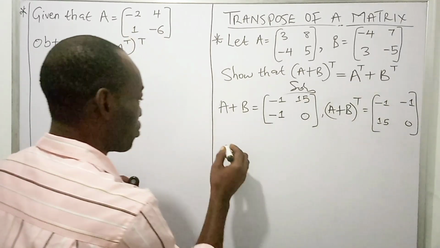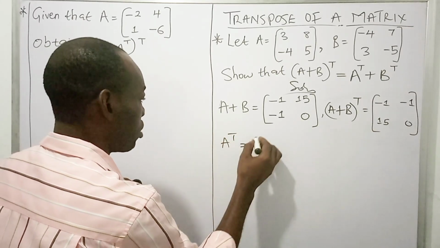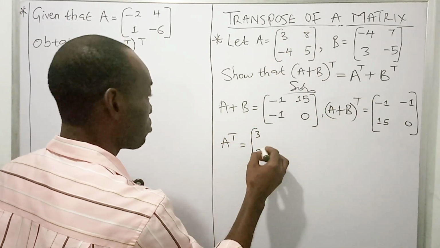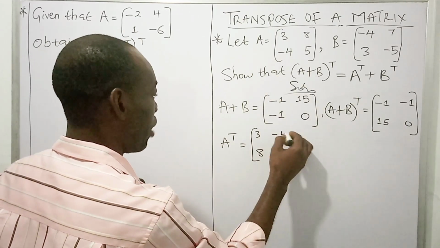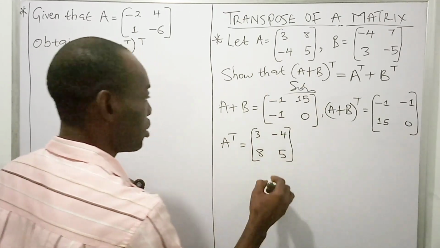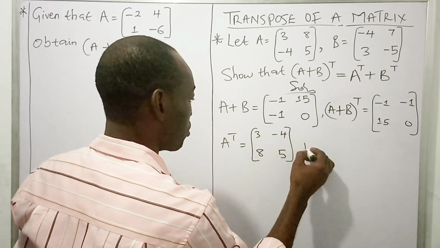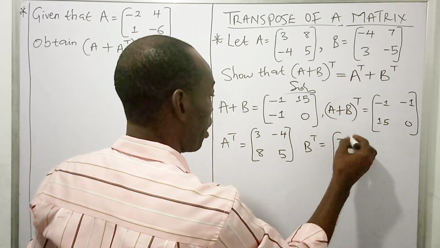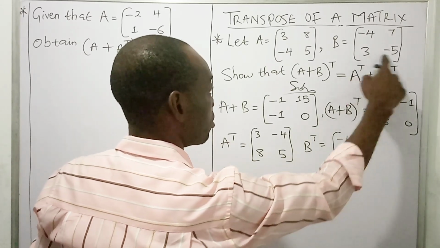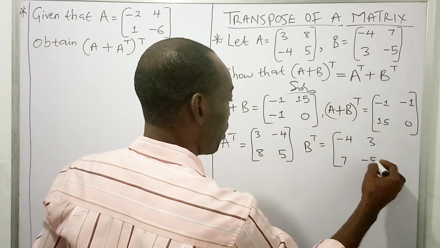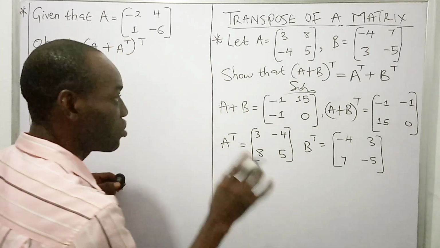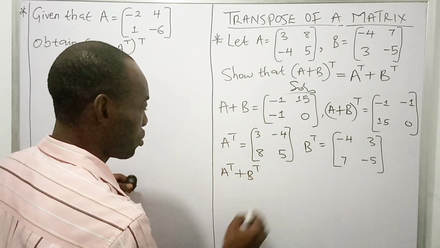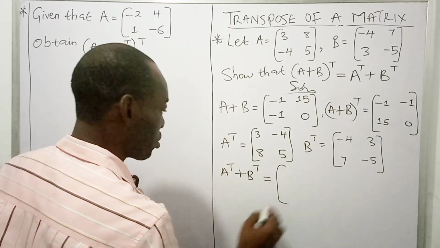Now let's see. What is A transpose? A transpose on its own will give us 3, 8 and minus 4, 5. Then what is B transpose? B transpose will give us minus 4, 7 and 3, minus 5. Now let's resolve A transpose plus B transpose and see what that will give to us.